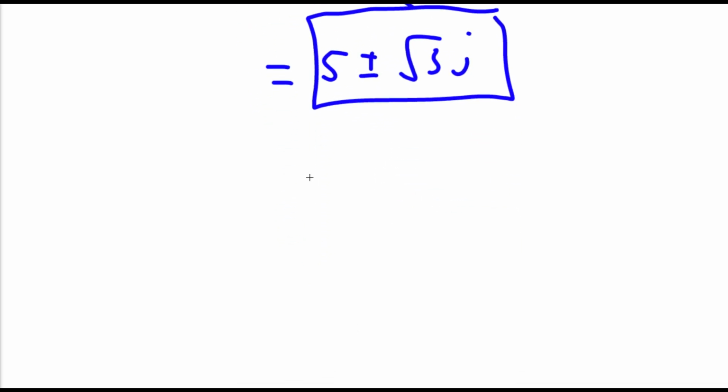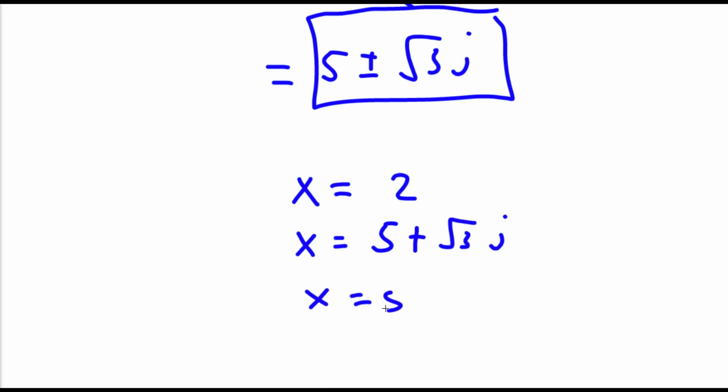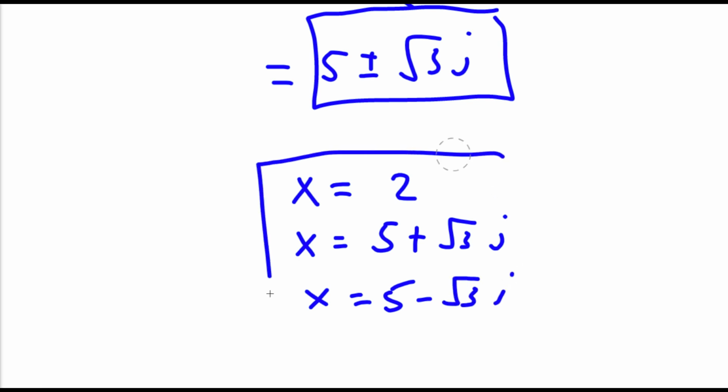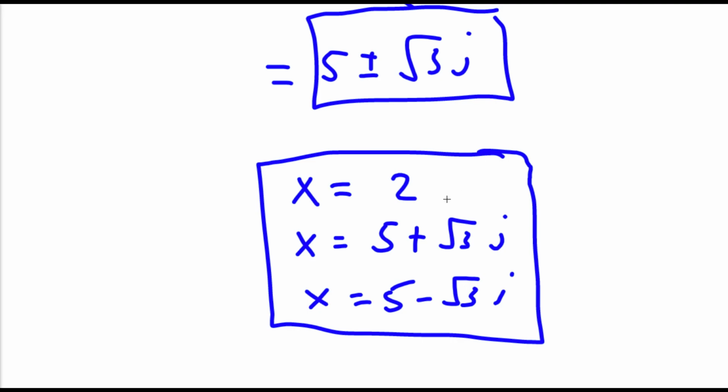So my three solutions of x are x is equal to 2, x is equal to 5 plus the square root of 3 i, and x is equal to 5 minus the square root of 3 i. So these are our three solutions.